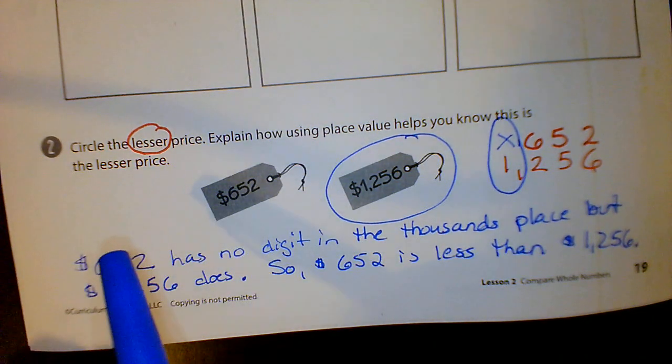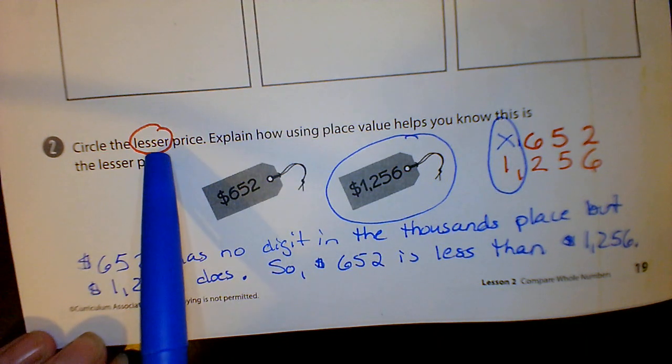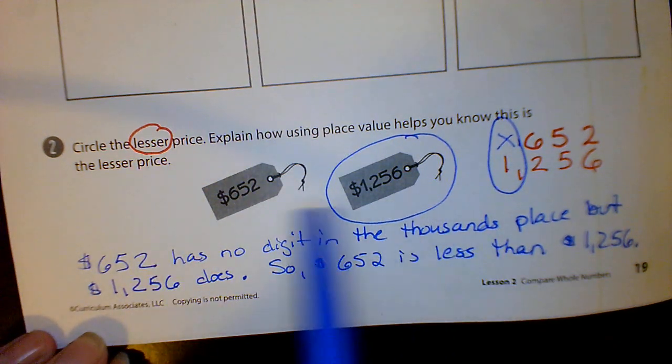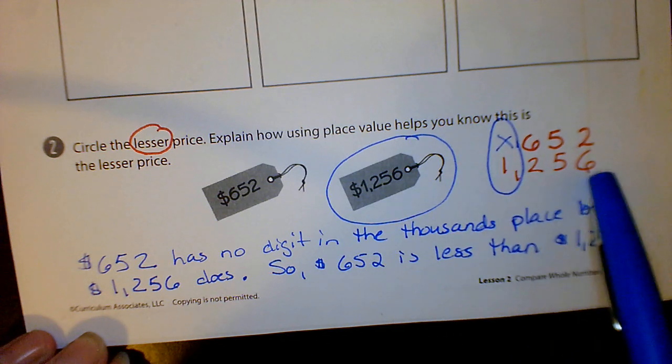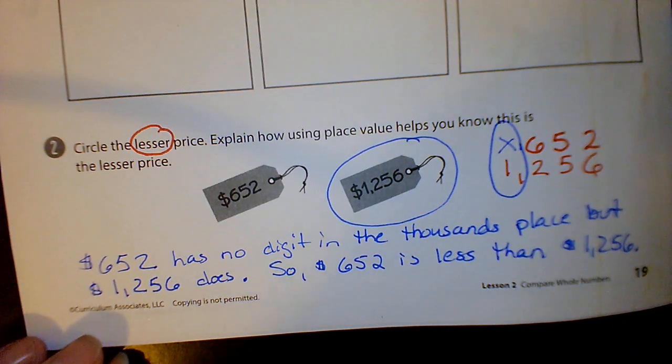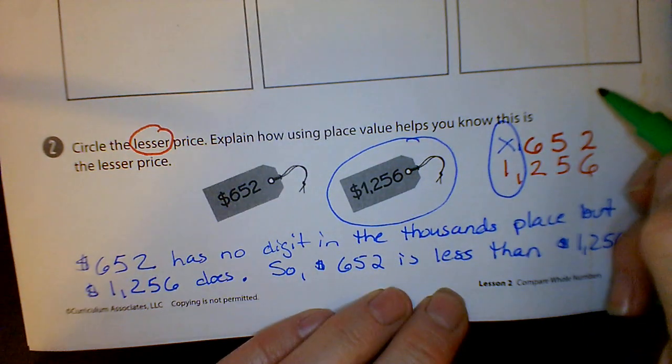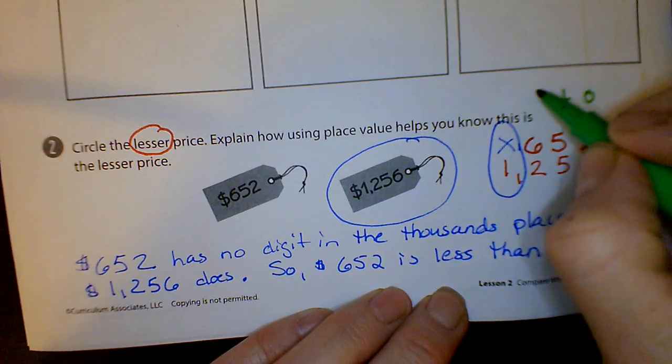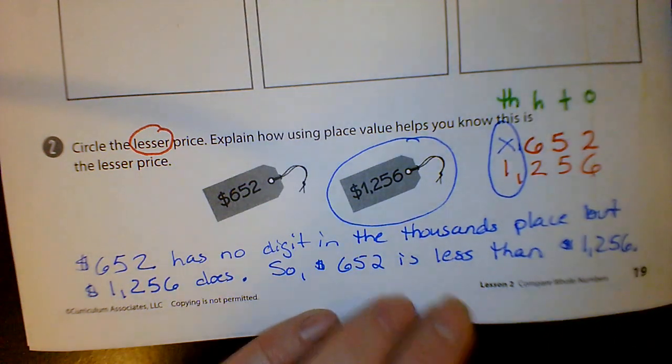So let's just take a quick look at this again. It asked us for the lesser price. We figured out which one was lesser. We did it by lining them up and comparing our place values. And just to remind you here, we have our ones, our tens, our hundreds, and our thousands.